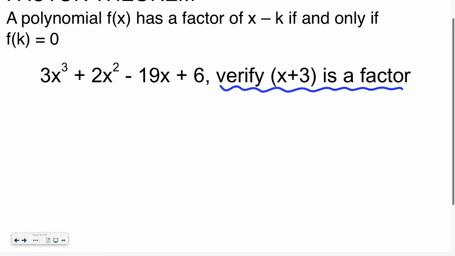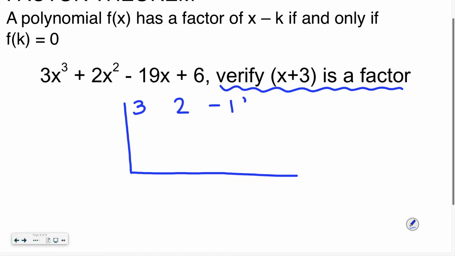We want to verify that x plus 3 is a factor. Well, if I use synthetic division and it is a factor, what should happen? The remainder should be 0. That remainder better be 0, and we'll be happy about it, right? We'll be very happy about it. So let's go ahead and perform synthetic division. So we have 3, 2, negative 19, 6, and out here we're going to put a negative 3. If x plus 3 is a potential factor, then we want to put a negative 3 outside of our division bar.